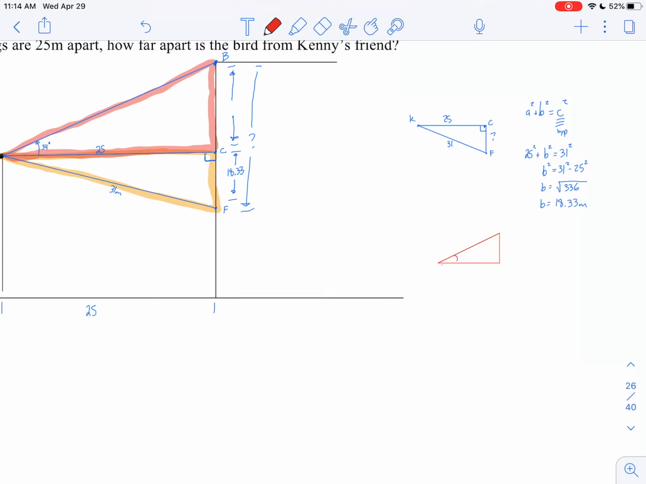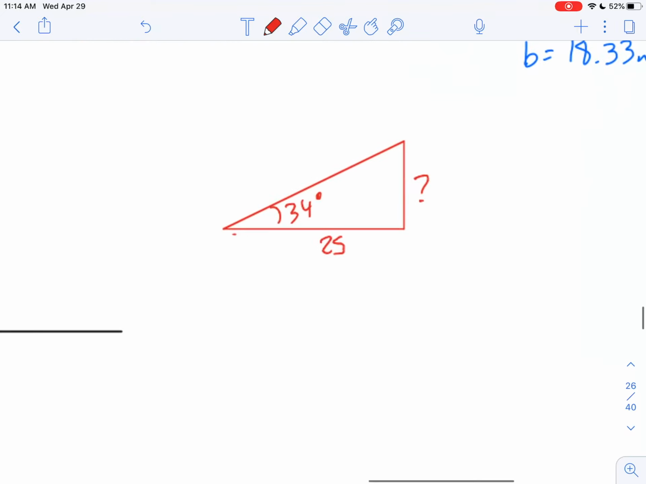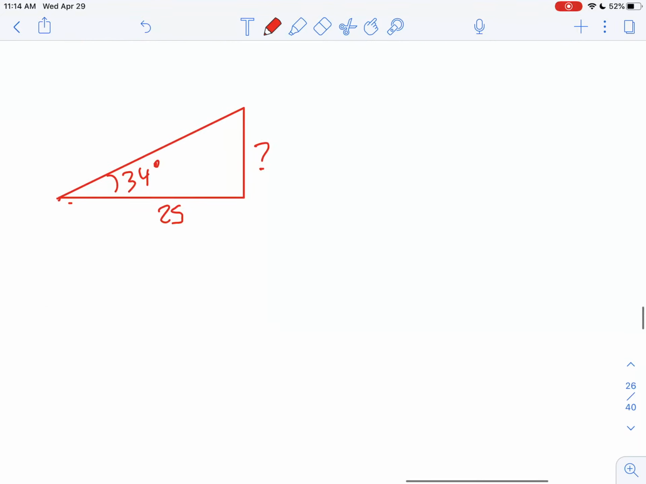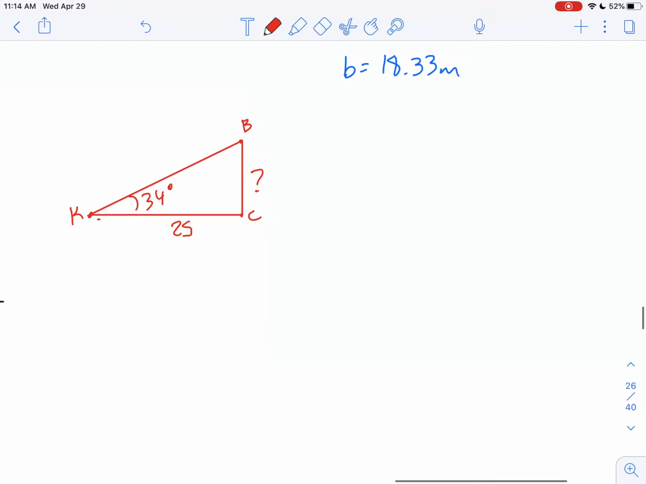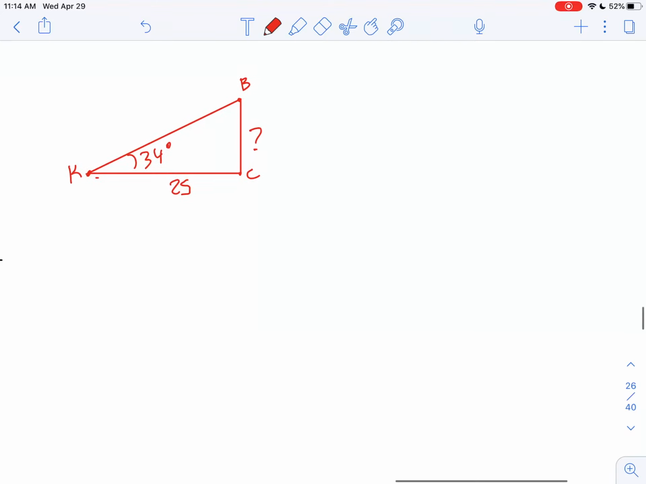with a 34-degree angle and a 25-meter side, and I said solve for that, how would you solve this problem, knowing that this is Kenny, this is the bird, and this is the C, the center point on the opposite side? We could just use our trig ratios. Label our sides. This is opposite our theta. This is adjacent to our theta. Looks like we're not using the hypotenuse here. So I would use a trig ratio that uses O and A. So I'd use tan. I know that tan of theta is equal to opposite over adjacent.